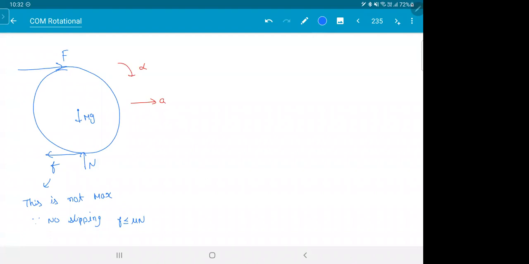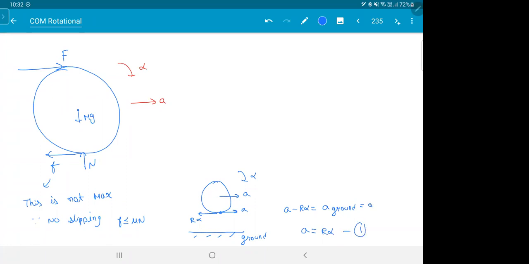Next thing. See, we are doing this according to steps only. First thing, draw the FBD. Second thing, define your acceleration and alpha. Next thing, find the relation between them. If you're going with A and alpha, this point is going with A this way. Your point is R alpha acceleration profile. This is the ground, which is at rest. So A minus R alpha was A ground, which was 0. So A is equal to R alpha. This is your equation, the relation between A and alpha.